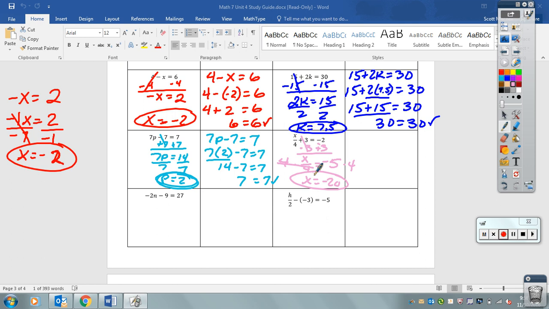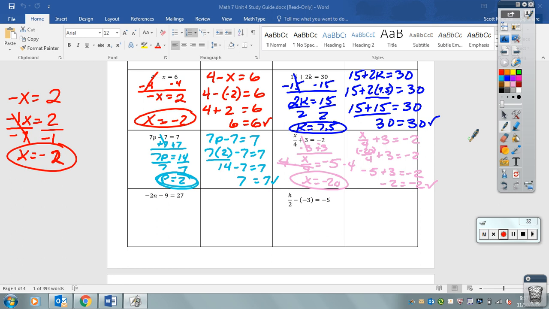And now let's check. x divided by 4 plus 3 equals negative 2. Everything stays the same, except instead of x, I plug in negative 20. All right, negative 20 divided by 4. Well, 20 divided by 4 is 5. Signs are different, so it's negative 5 plus 3 equals negative 2. We like addition. These numbers fight. They kill each other. The negatives win because there's more of them by 2. Negative 2 equals negative 2. Check.